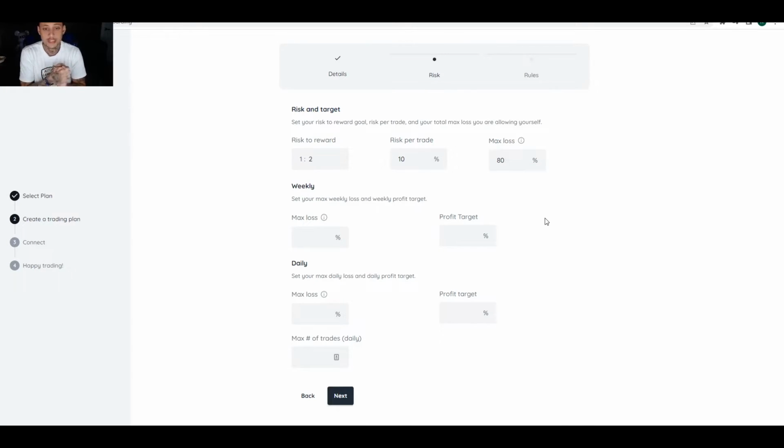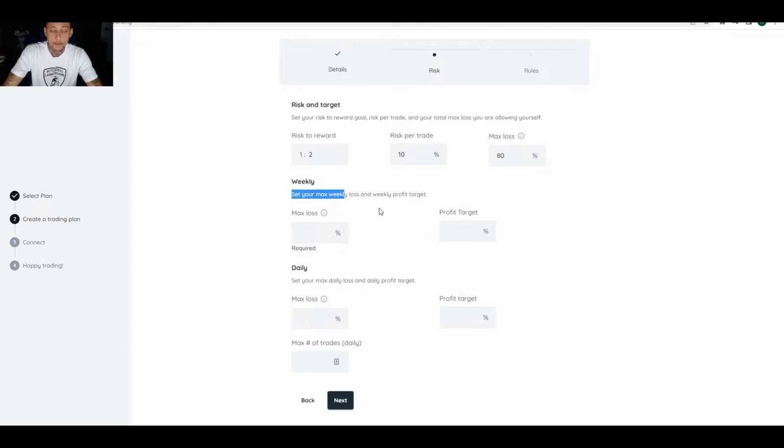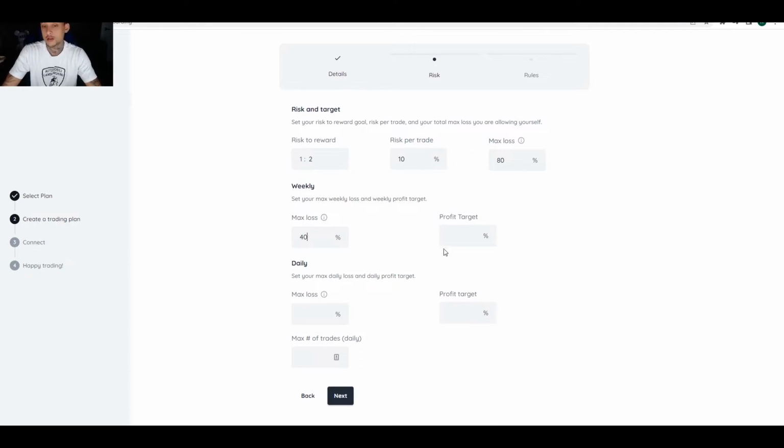Now, here we're going to have a max weekly loss and a max weekly profit target. So my max weekly loss, let's say I'm going to lose, I don't know, 4 trades in a row, that's going to be a 40% loss. And I'm just giving you guys random numbers. I just want to show you how the journal actually works before you decide to make the investment in the journal, and not just in the journal, into yourself.